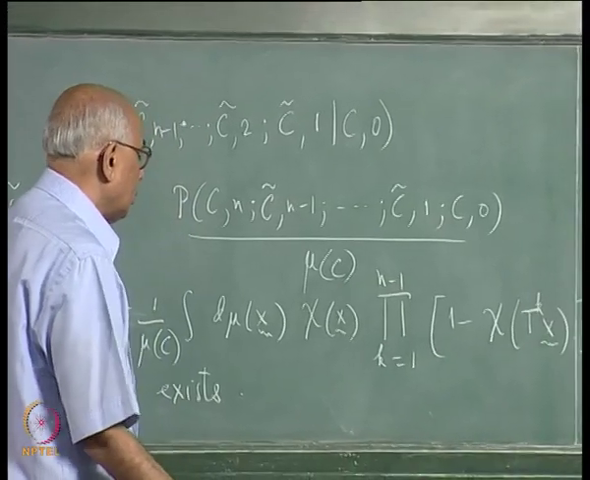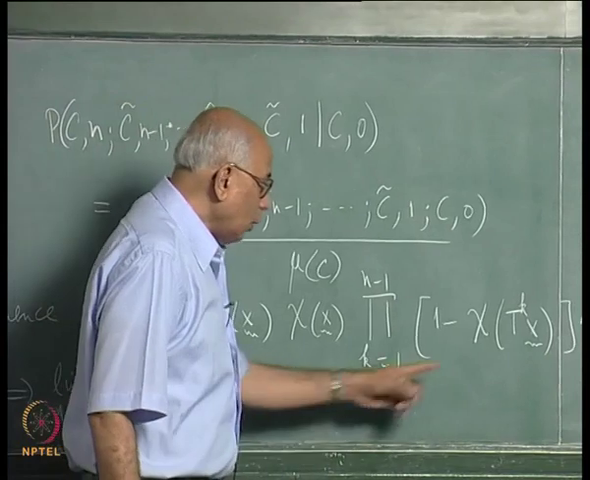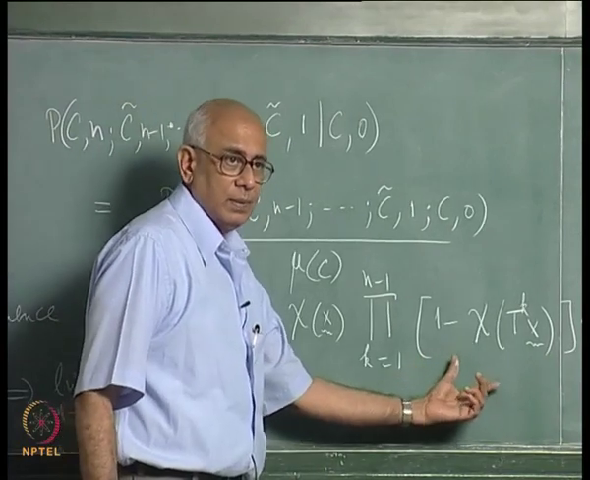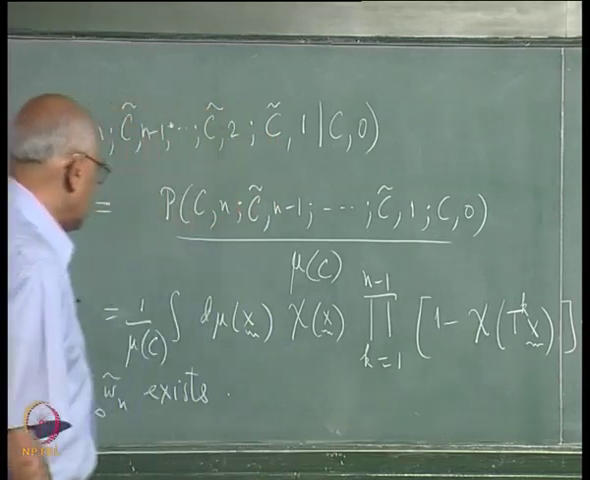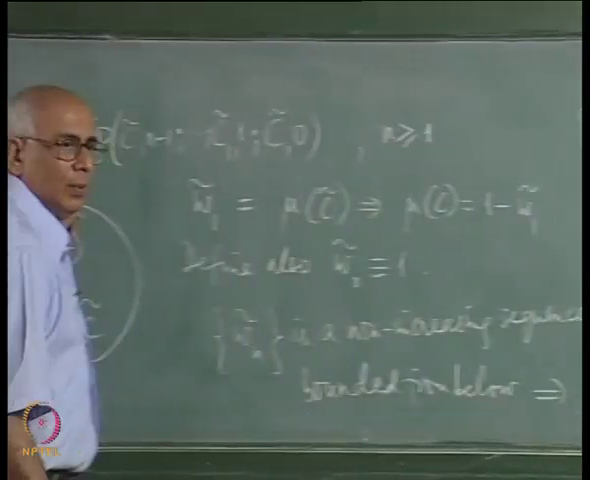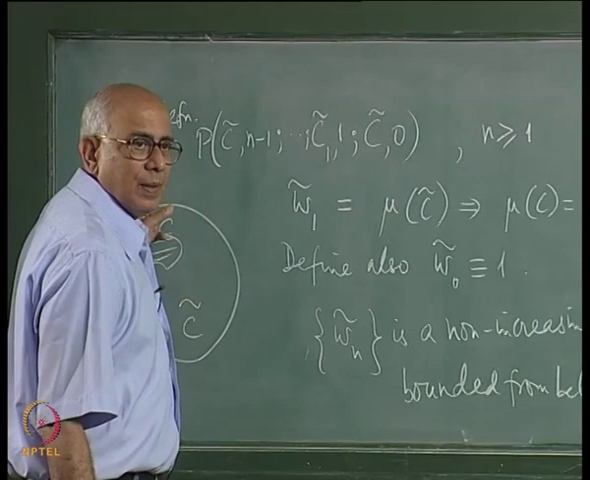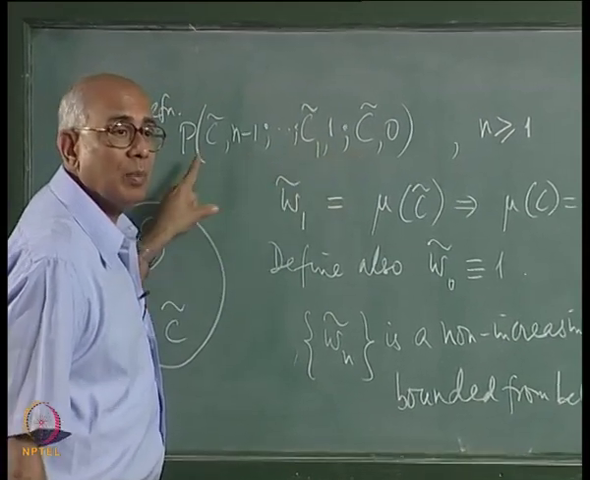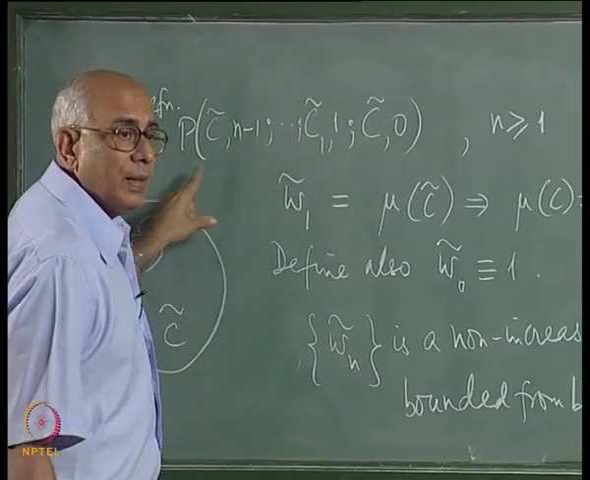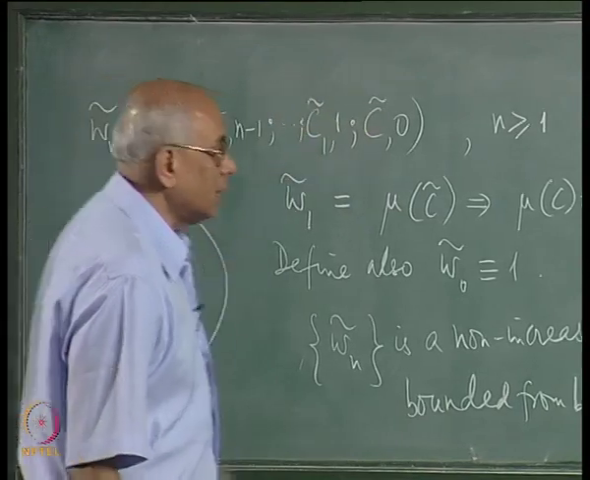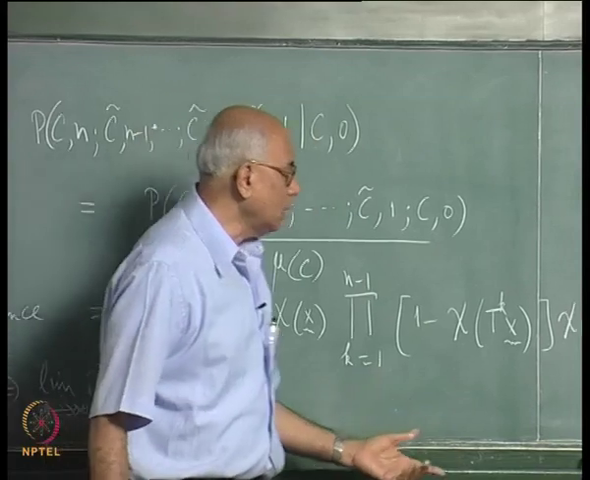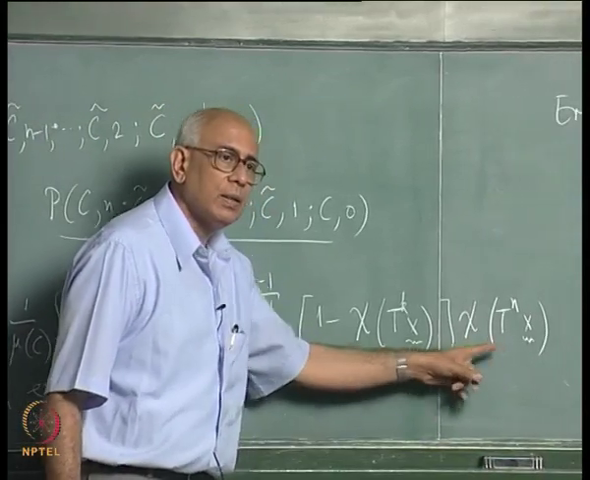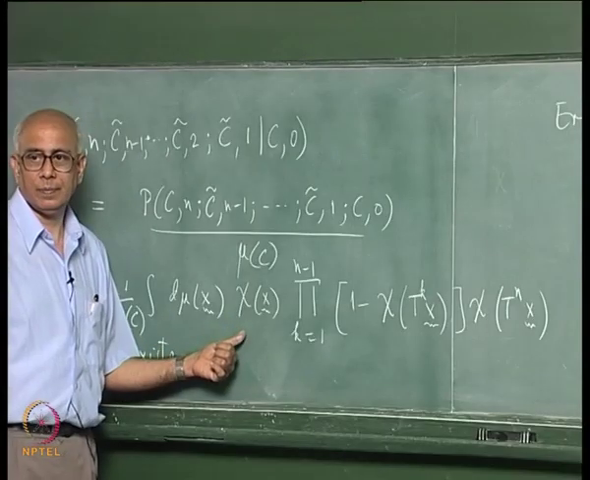So what is the trick one would use? Well, if you had only these factors and nothing more, just a set of these factors, then you can easily see that it is related to this sequence, because this is precisely the joint probability that you start with C̃ and you remain in C̃ if you had this thing here. But unfortunately you cannot do that, because you have this factor and you have this factor.